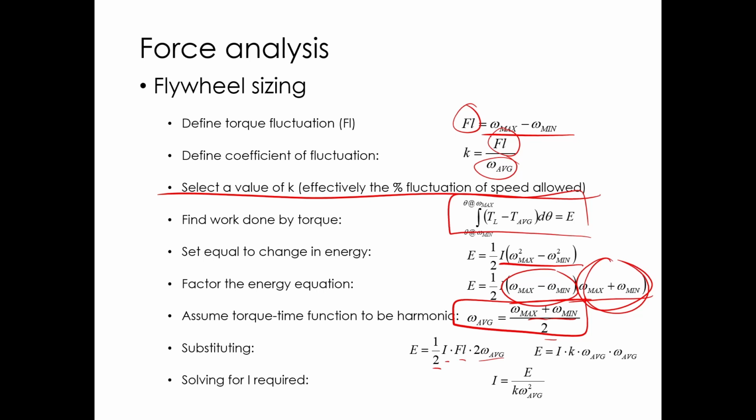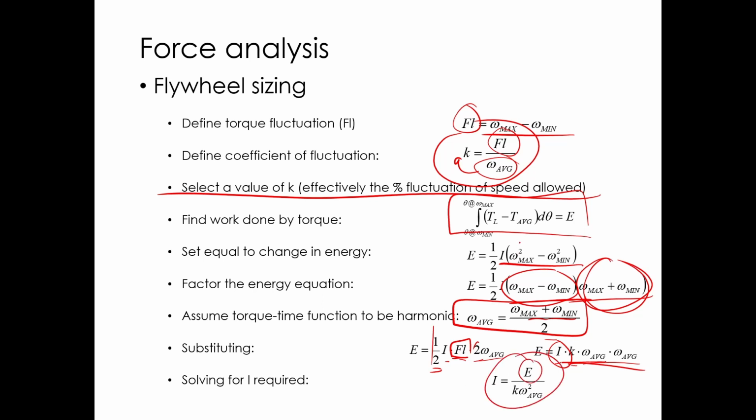We can take this equation up here. We can move omega average to this side. We can replace fluctuation with K times omega average. And we get a 1/2 and a 2 that cancel out. So we've got E equals I K omega average squared. We can solve this for I, the required moment of inertia of the flywheel, by dividing by everything else over here, and we get flywheel sizing.